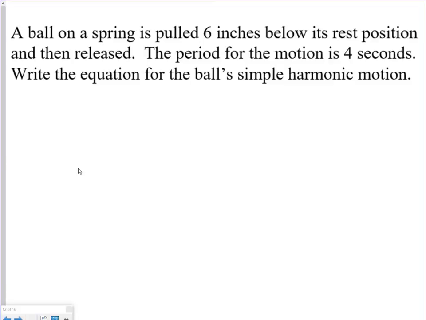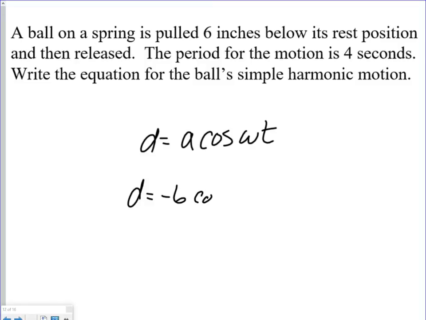Okay, here's how we want to think about this. My function for this is d, the distance, and it's going to be A cosine. Why cosine and not sine? Because it's pulled away from the resting point. A cosine of omega t. Now, they told me it was pulled 6 inches below the resting point, so it would be -6, making that -6 cosine.